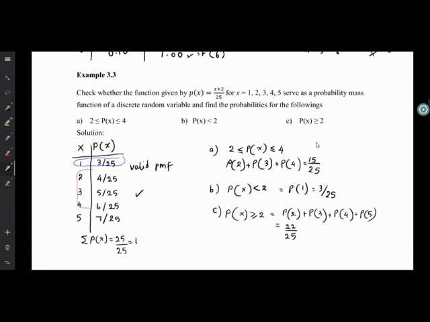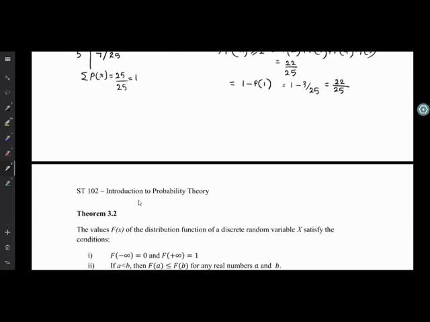Or you can do this in another way. Since this is the complement of P(X = 1), because 1 is the only value which is not inside this set 2, 3, 4, 5, so the only remaining is P1. So you can do 1 minus P1, 1 minus 3 over 25, and you get the same answer. So sometimes it is easy to use the complement when you do calculations.